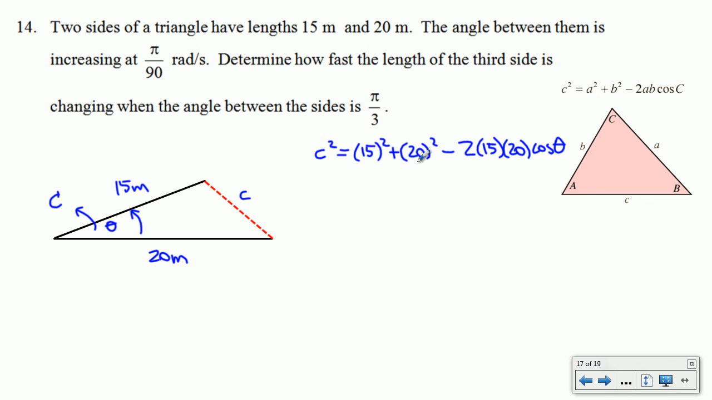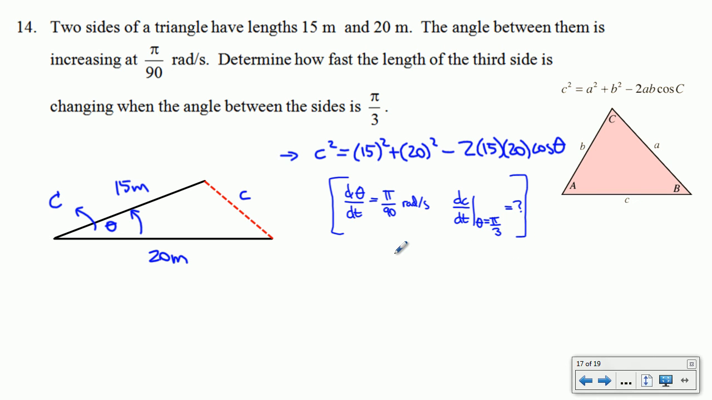Alright, so that's helpful. Now we have a relation between the side length and the angle. Let's figure out what else we know. So the angle between them is increasing at pi over 90 rads per second. So d theta dt is pi over 90 rads per second. Determine how fast the length of the third side is changing when the angle between the sides is pi over 3. So what we need is dc dt when theta is pi over 3.